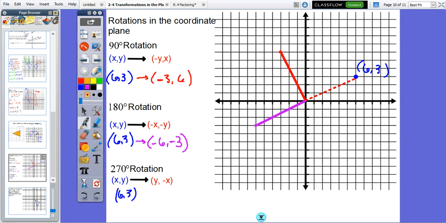All right, our last one, when we look at this, 270. Similar to the 90 degree, you will flip the values of your two numbers. So we got 3, 6, but this time we're going to negate the second one on the new one. So now it's a negative 6 instead of a positive 6.